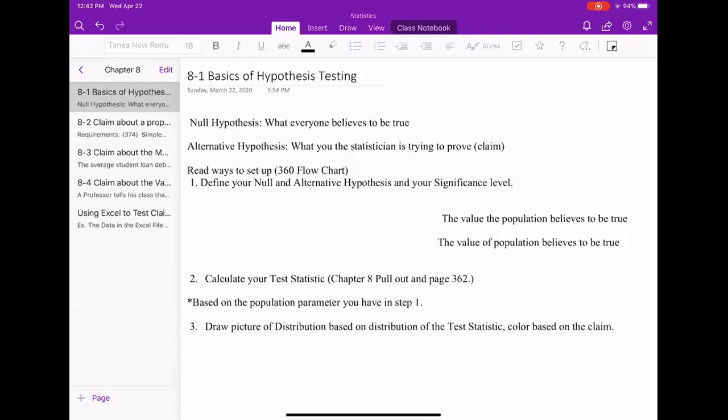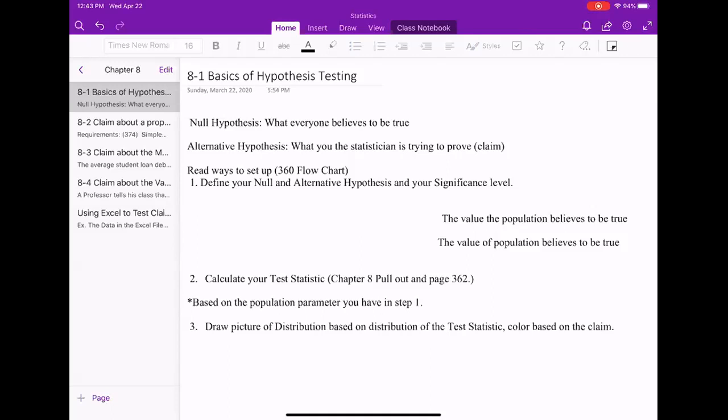And so in our book on page 360, it has this flow chart. It has way more steps on the flow chart than I have written here. I've kind of combined some of the steps because I look at them as going hand in hand, but it basically follows the flow chart. I used to say it was 4 steps. I've actually added a few steps just to try to simplify the process a little bit. So step 1 is to define your null and alternative hypothesis and your significance level.